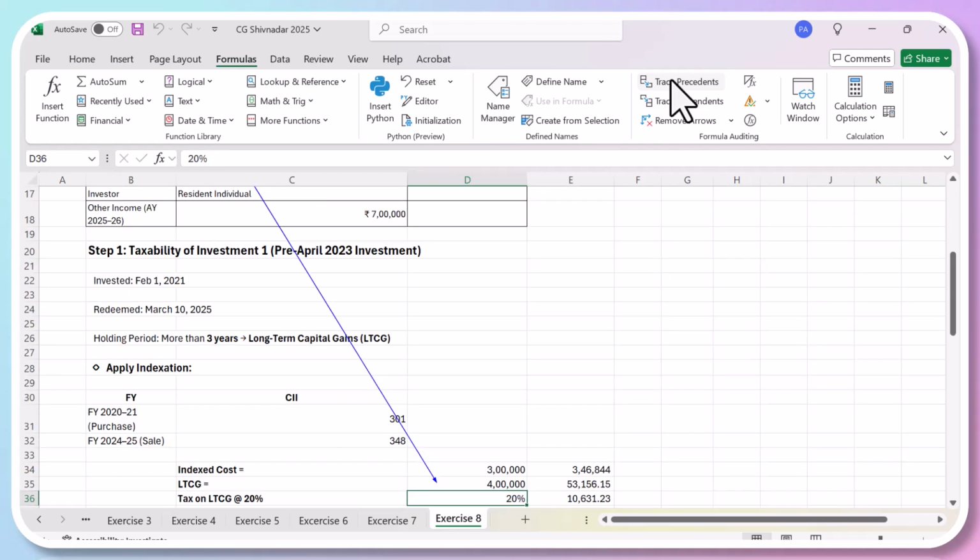The index cost is 346. So that means your capital gain will be 4 lakhs 53,156, which is 4 lakhs minus 3,46,000. Okay, fine. So please note it here.